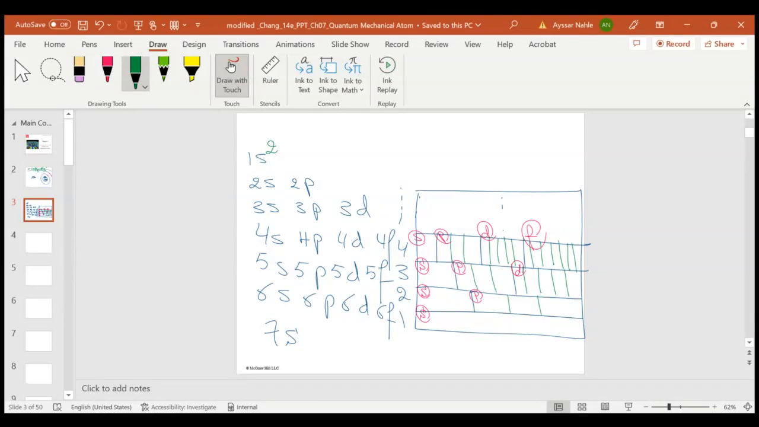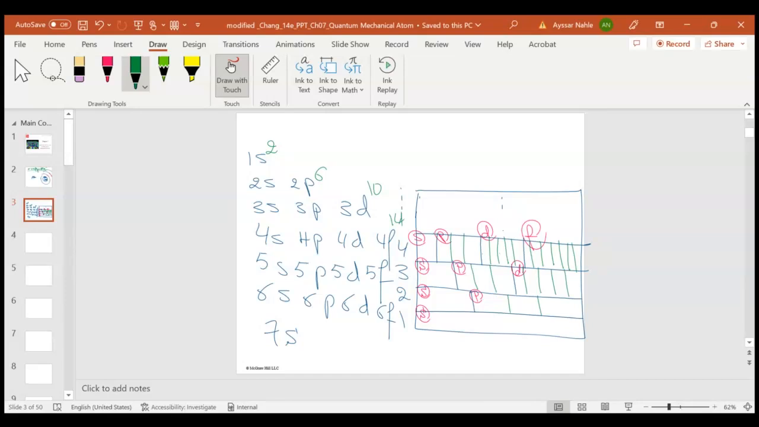P, 2, 4, 6. Okay, that's 6 in here. D, 5 by 2, 10. 1, 2, 3, 4, 5. Okay, F, 14, and so on.